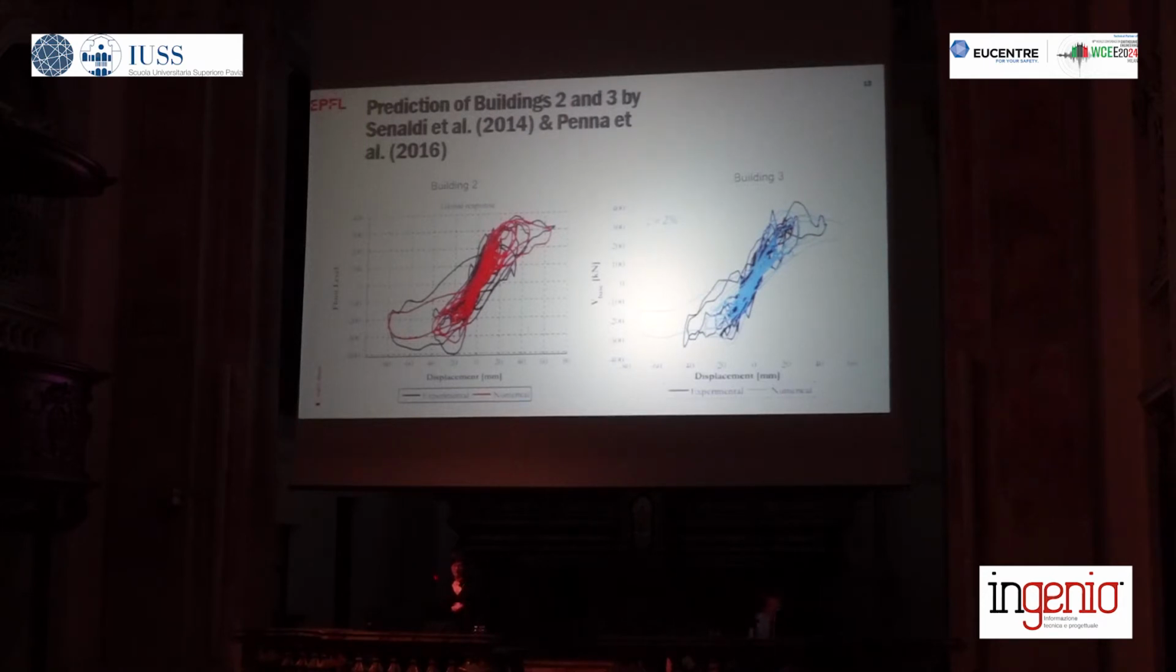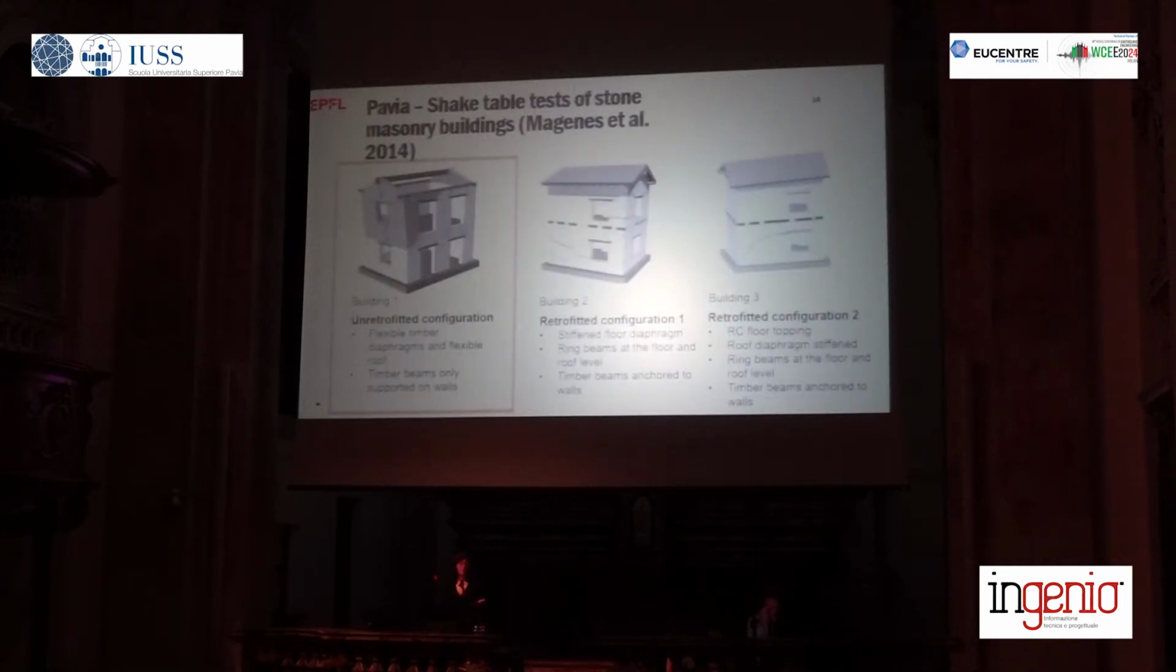You see here the comparison between experimental results and numerical results. The experimental results in black and the numerical results in red and blue, respectively, for the 2 buildings. There's nothing to augment here. So the one that hasn't been modeled yet with equivalent frame models is really building number 1. This is the unretrofitted configuration, and this wasn't the one that we tried to model here.